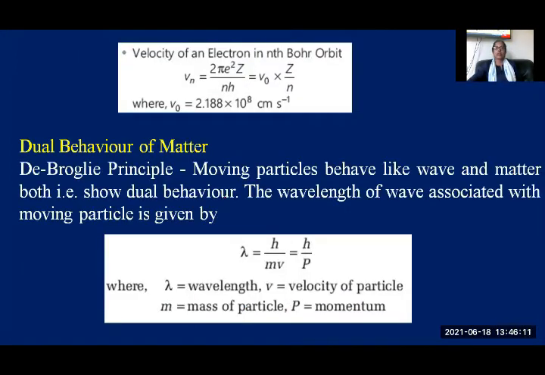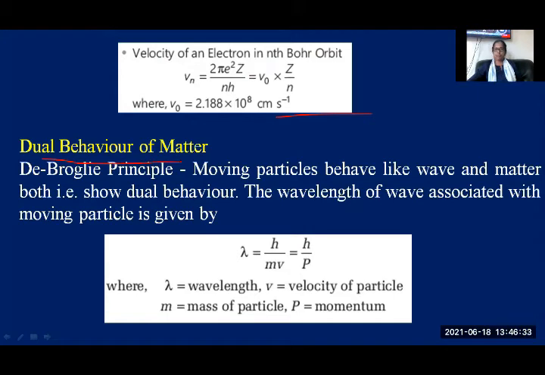Okay, and the velocity of an electron in the nth orbit is given by Vn is equal to V naught into z divided by n. Where V naught is again 2.18 into 10 to the power 8 centimeter per second. So based on these observations, a dual behavior of matter was proposed.